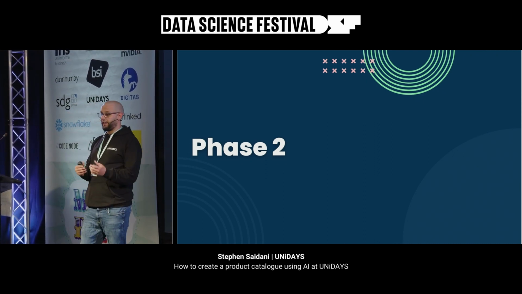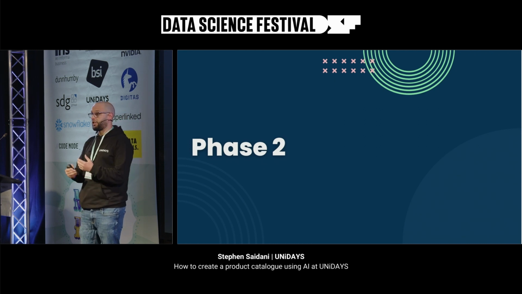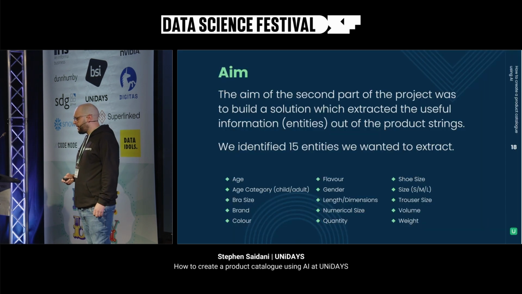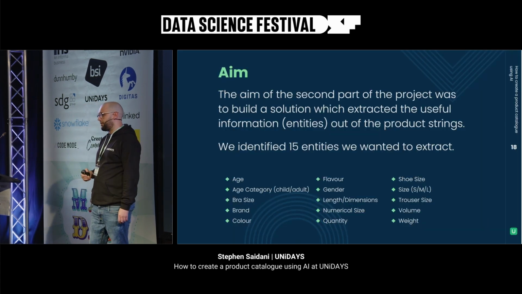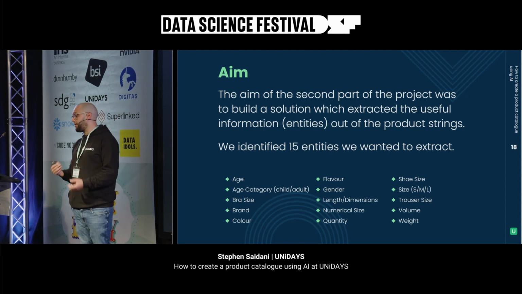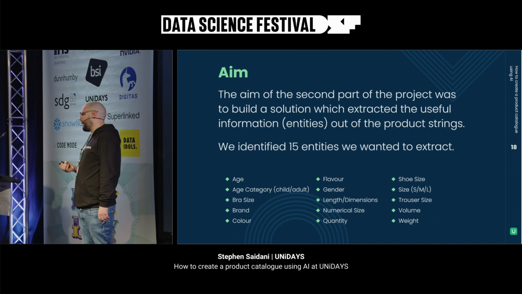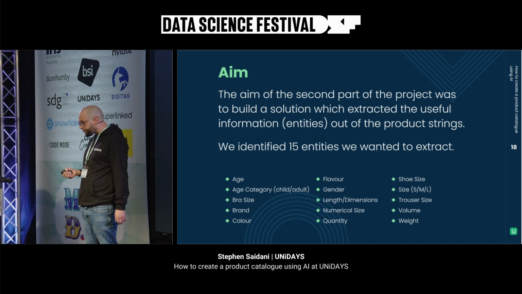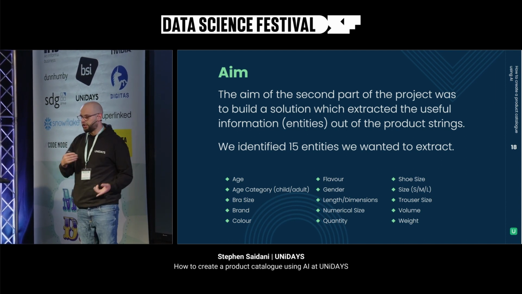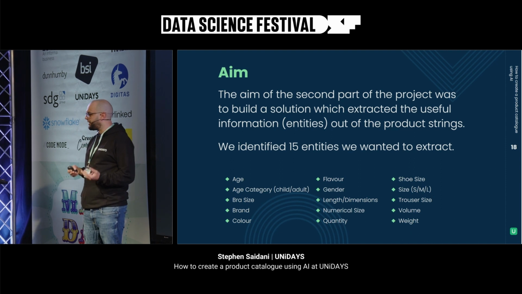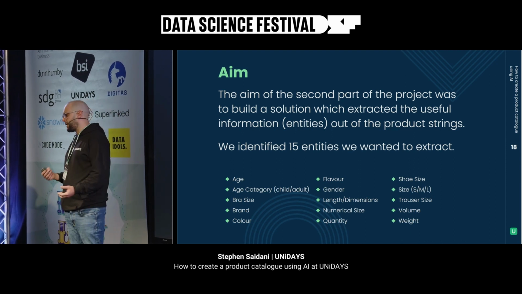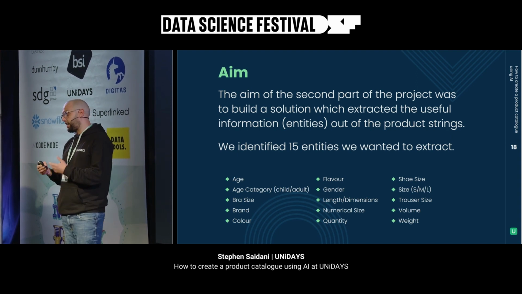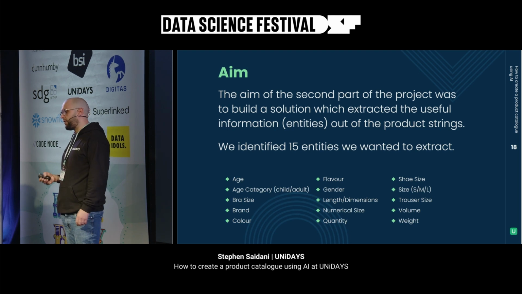So the next one was to go on to phase 2, which was how to actually extract this data and get information out. The aim of the second part of the project was to build a solution that extracted the useful information, which in this case is called entities, out of the product strings. We identified 15 that we would want to take out: age category, which is like child, adult, junior, bra size, brand, color, flavor, gender, length, dimension, numerical size, quantity, shoe size, size itself, so small, medium, large, trouser size, volume, and weight.